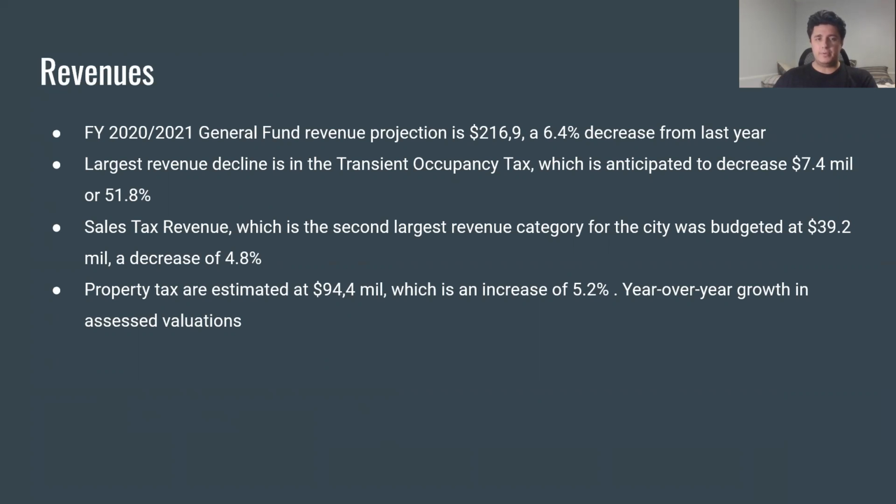The sales tax revenue, which is the second largest category of revenue in the city, was budgeted at $39.2 million, a decrease of 4.8%. Property tax, which is estimated at $94.4 million, actually had an increase, but that is due to the year-over-year growth in assessed valuations of the properties.